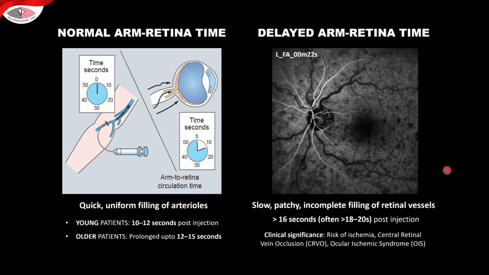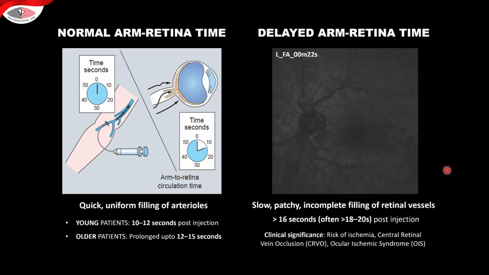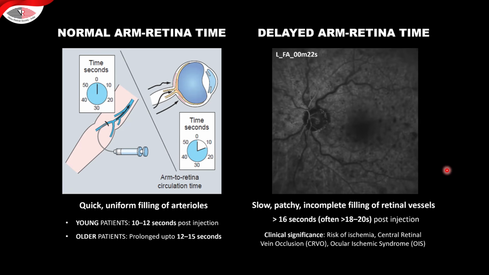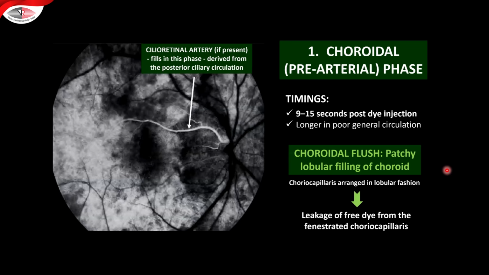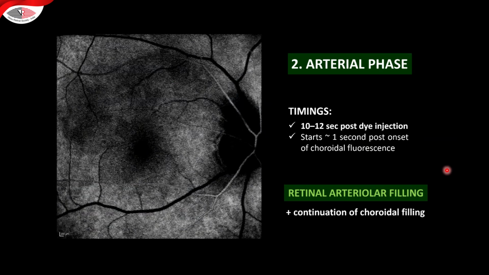A slow, patchy, incomplete filling of retinal vessels greater than 16 seconds can occur in all these ischemic pathologies. So first is the choroidal pre-arterial phase. And there's this choroidal flush, which builds up the patchy lobular filling of the choroid, and which is where it leaks the free dye from the fenestrated choriocapillaries that we had earlier looked at, the barriers above.